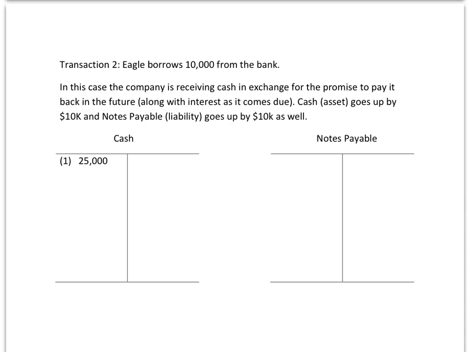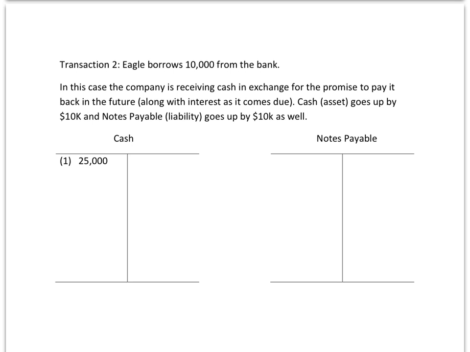Transaction 2. Eagle borrows $10,000 from the bank. So now we're raising money on the debt side. We are issuing debt. We're promising to pay the bank $10,000 at some point in the future. That's specified in the contract. And we'll have interest expense that we're going to incur as we go along because they loaned us money. And they're not going to loan us money for free.